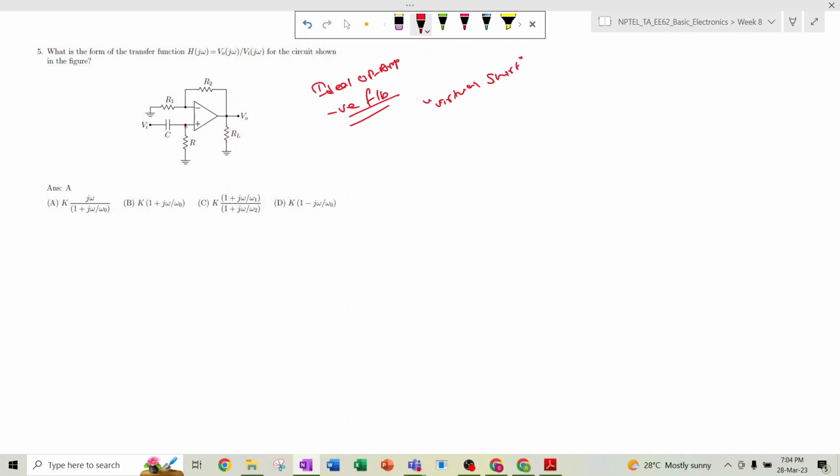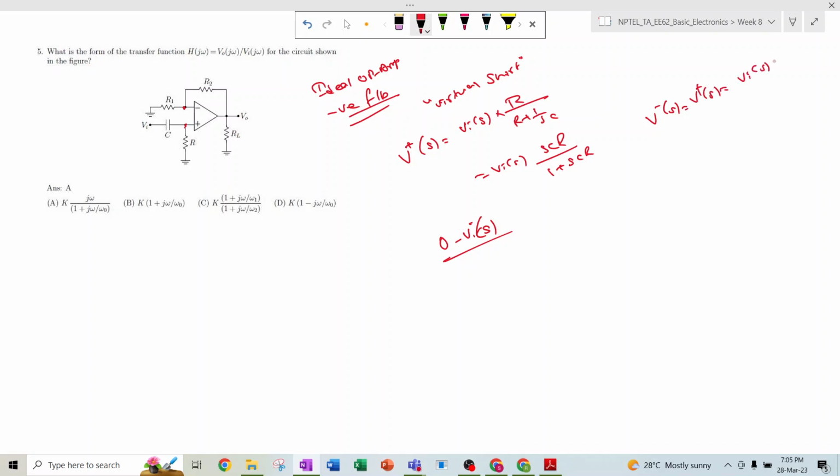So you need to determine what V plus is. V plus of S is equal to Vi of S into, by the simple voltage division rule, 1 by SC divided by R plus 1 by SC, that means VIS SCR divided by 1 plus SCR. This is V plus S. According to the virtual short concept, V minus S should also be equal to V plus S. That means it is equal to VIS into SCR divided by 1 plus SCR.